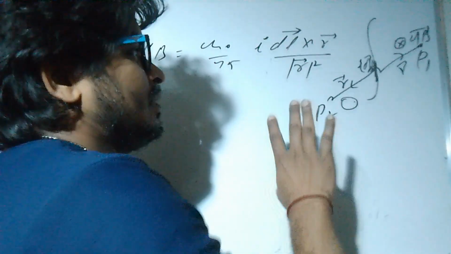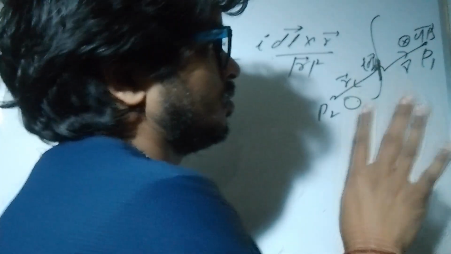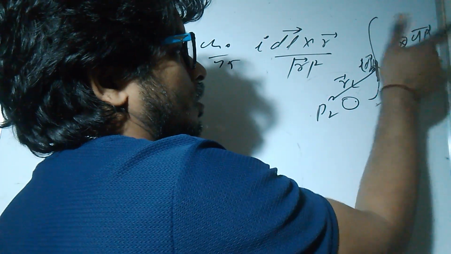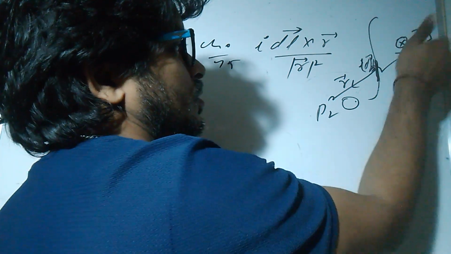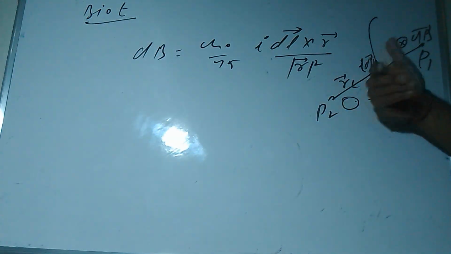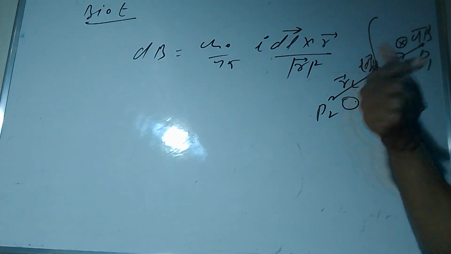Otherwise, you can also go by a shortcut, that also works: just put your thumb in the direction of current and curl all the remaining fingers. This gives the cross, so the magnetic field. And if you want to find it on this side, you just curl your fingers outside, so it will come outside. So the magnetic field is like this.